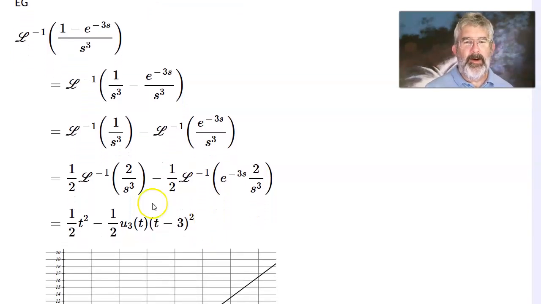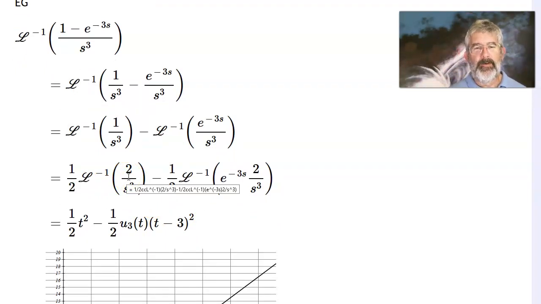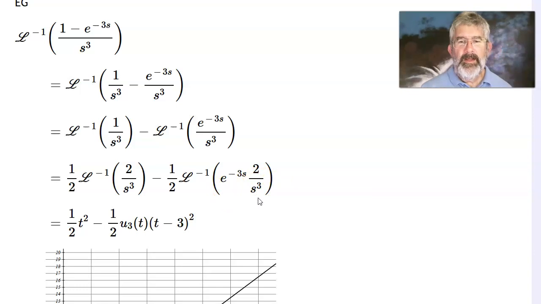Now I can say this right here is the Laplace transform of t squared. So the inverse Laplace transform gives me t squared. And this one right here is the Laplace transform of t squared. So when I bring it back out, the inverse Laplace transform, this is the second part of the theorem, this should be u3 times t squared shifted by 3, so t minus 3 squared.